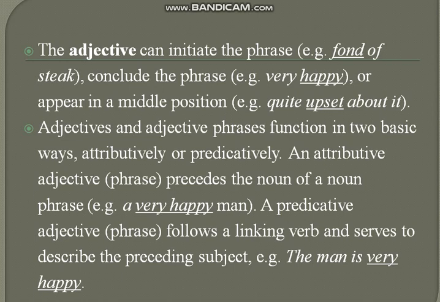So they are saying that it may come before the noun, but in another case it may come after the noun. As you can see, a predicative adjective follows a linking verb and serves to describe the preceding subject. Like a very happy man, and the man is very happy. You can see in the first sentence the adjective phrase came before the noun, but in the next sentence it came after the noun. Here the man is a noun, and is very happy is an adjective phrase which came after the noun. So simply we can say that adjectives or adjective phrases may precede the noun, or they may follow the noun.